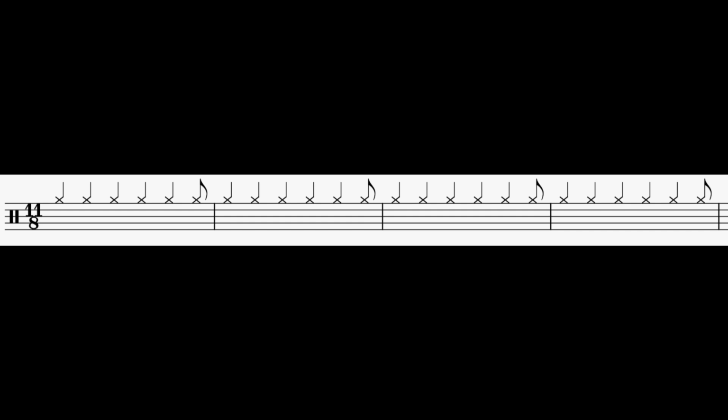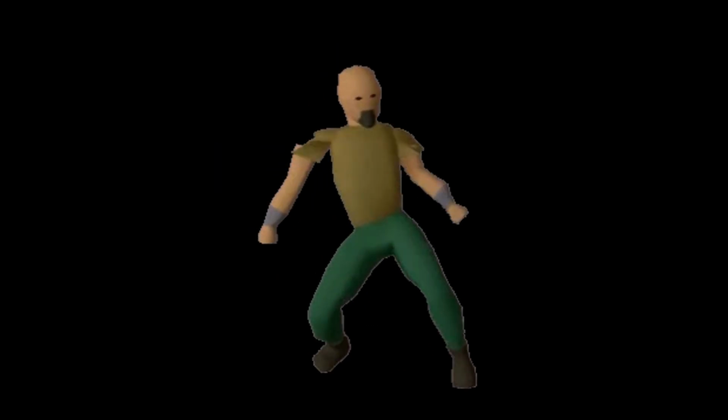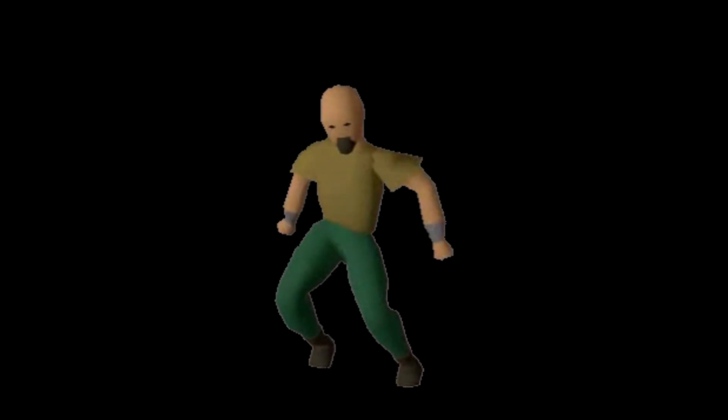Maybe it's 11/8. So moral of the story is, if you can master subdivisions and filling them, your tempo mapping life is going to be so much easier. So something to think about.